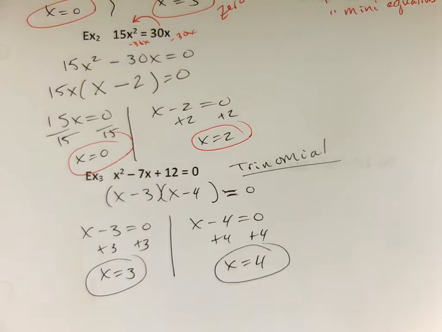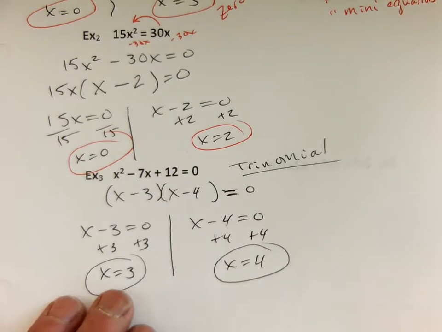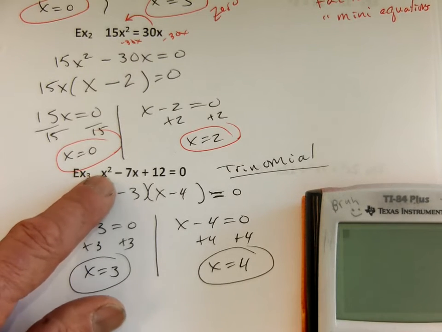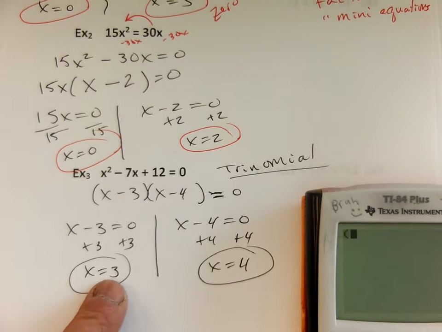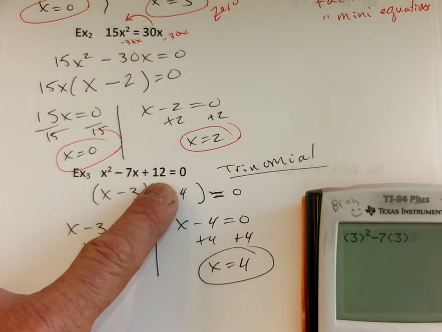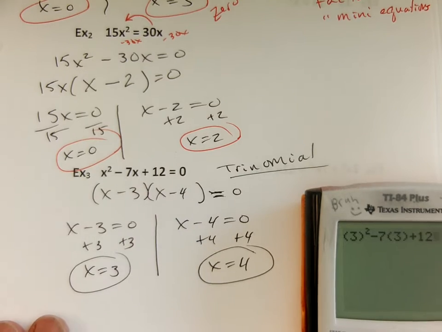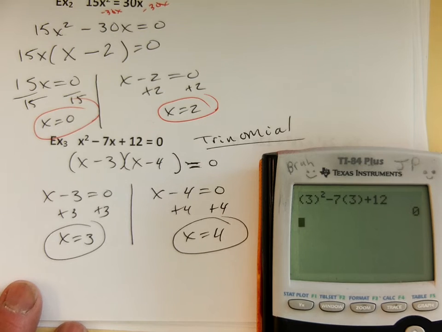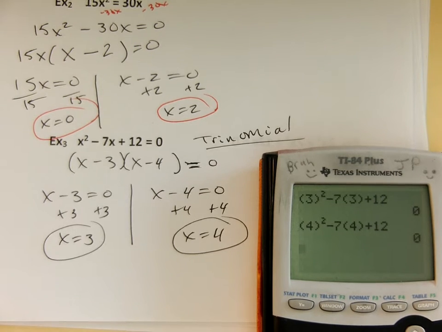Now, again, I want to show you this because it's worthwhile because these are called zeros. Let me show you, okay? So originally, if I plug in my 3, I go 3 squared minus 7 times 3 plus 12. You do not have to do this. I'm just trying to prove a point. They're called zeros because it equals 0. And watch the 4. 4 squared minus 7 times 4 plus 12. And it equals 0. So we found the zeros. These two values make the equation 0.